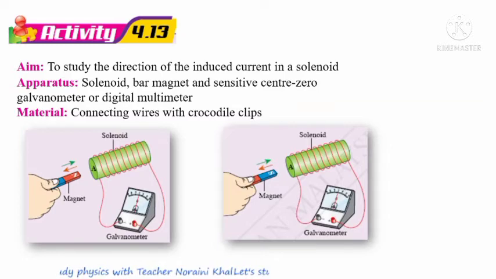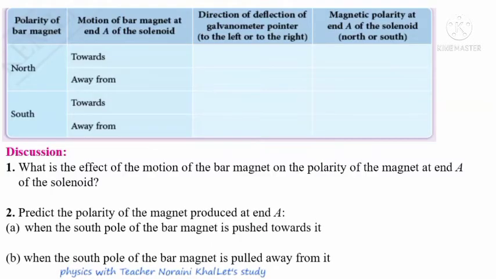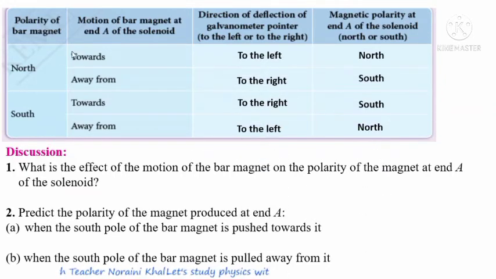We will discuss more on this one. Let's say for the first part, we have discussed before, when north is moved towards the NA of solenoid, galvanometer pointer deflects to left. NA is north pole. When north moves away from the NA, galvanometer pointer deflects to right. NA is south pole.